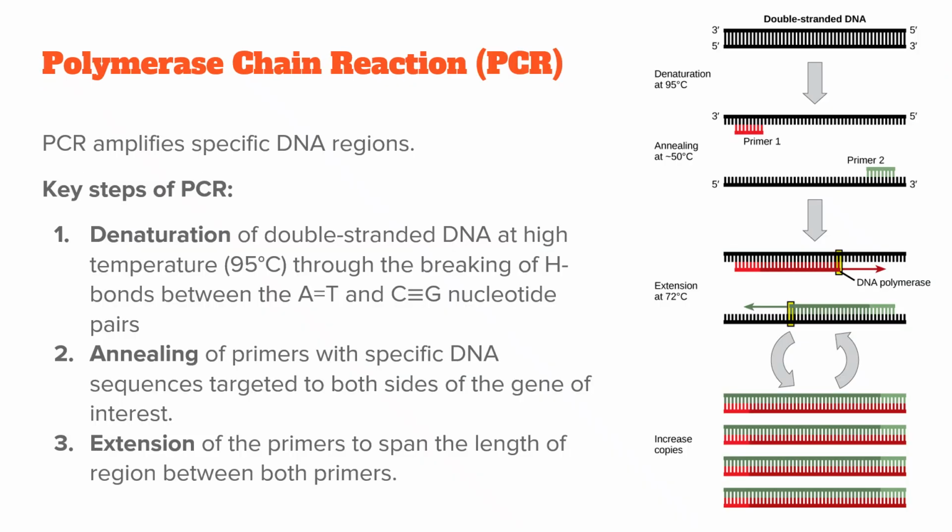Polymerase chain reaction, or PCR, is one of the most important techniques in biology. It makes millions of copies of a specific DNA segment. The process has 3 steps repeated in cycles: denaturation, where DNA strands separate, annealing, where primers bind, and extension. DNA polymerase builds new strands. PCR is used in forensics, medical tests, and research. For example, PCR was the key to rapidly detecting COVID-19 infections.